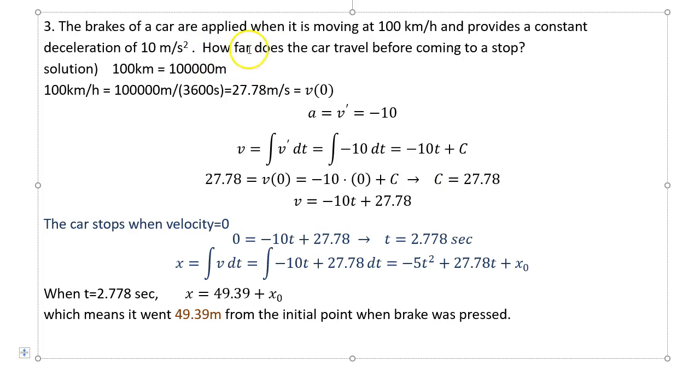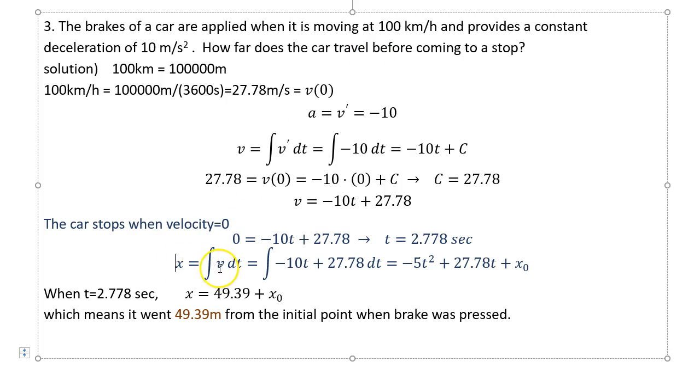Now let's read on. How far does the car travel before coming to a stop? We know that the car stops when the velocity reaches 0. So we take this equation, put 0 for v and solve for t to figure out that the car stops after 2.778 seconds. And then in order to get the position, we need to know how far the car travels, so we need to know the position.